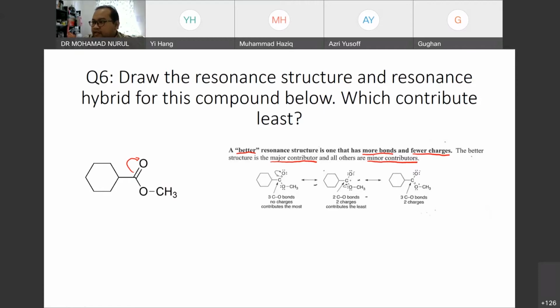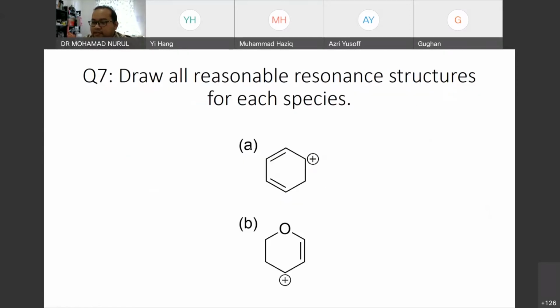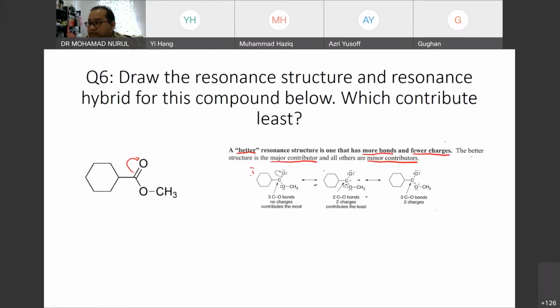In this case, this is the first resonance structure. It has 3 CO bonds, 1, 2, and 3, with no charge, so it contributes the most. When we move the pi bond to these positions, it becomes 2 CO bonds, and in this case there are 2 charges, 1 charge on the oxygen and another charge on the carbon.